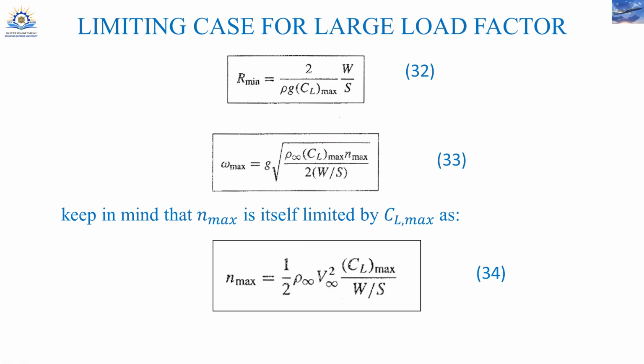ሁለት ከሀያ ሄዷል። So these are minima in the limiting case: 2W over rho G CL max S. That is for R minimum, we use CL max. እዚህ ጋር በሊሚቲንግ ኬስ CL ማክስን ነው የምንወስደው። ኦሜጋ ማክስ ደግሞ, still we use CL max. N max, CL max, N max in the maximum condition by limiting case. So half rho V square CL max over wing load, ቅድም ያልነው እዚህ ጋር ይመጣል። So that is the meaning.